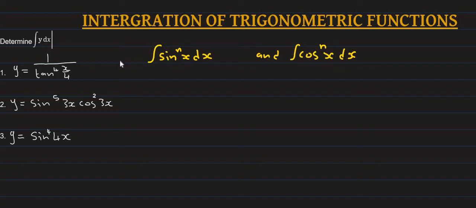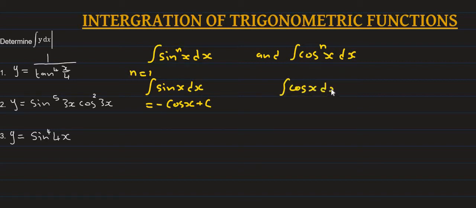So we know that when n is equal to 1, the integral of sin x dx is equal to minus cos x plus c, as a definite integral. And when we have the integral of cos x dx with exponent 1, it is equal to sin x plus c.